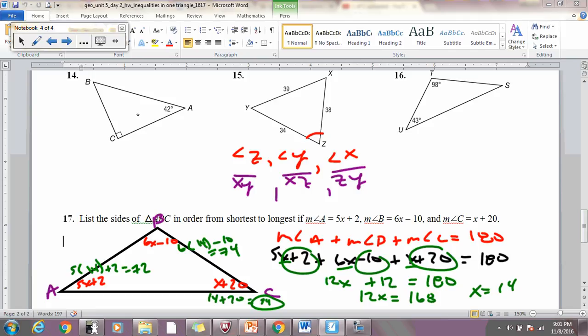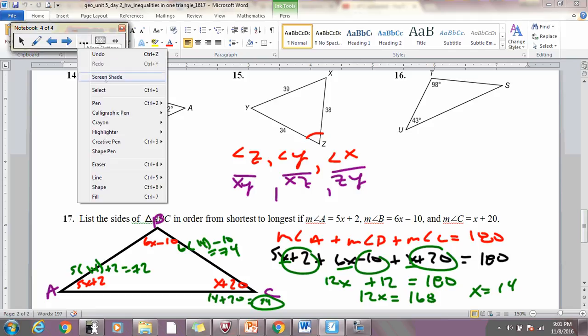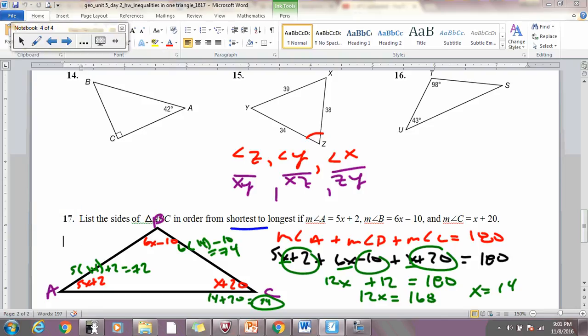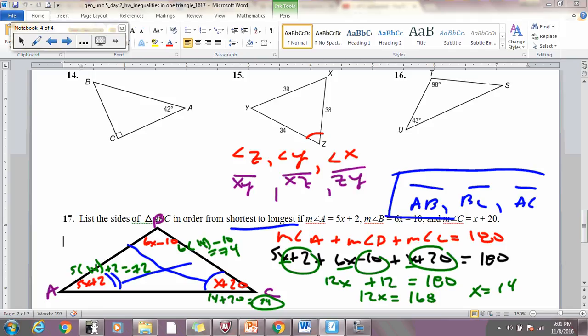So now that I know the angle measures, I can now list the sides in order from shortest to longest. The smallest angle is angle C, and the side opposite of it would be side AB. So that's the shortest side. The next smallest angle is angle A. Across from angle A, we're going to find BC, and that leaves AC as the longest side. So that is our final answer for number 17.